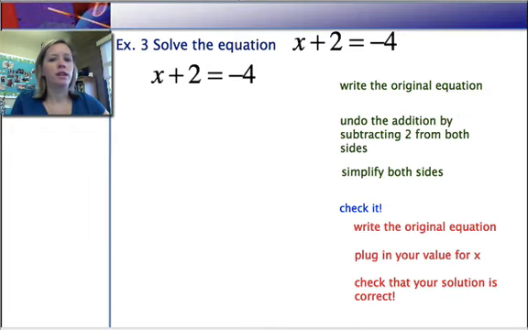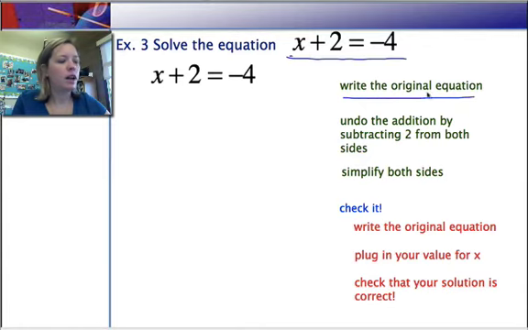Okay, so now let's solve the equation x plus 2 equals negative 4. So again, we're going to write the original equation. We've got that here, x plus 2 equals negative 4. I can see that the operation is addition. So subtraction undoes addition. So we're going to undo the addition by subtracting 2 from both sides of the equation.